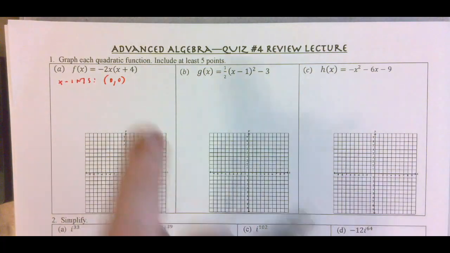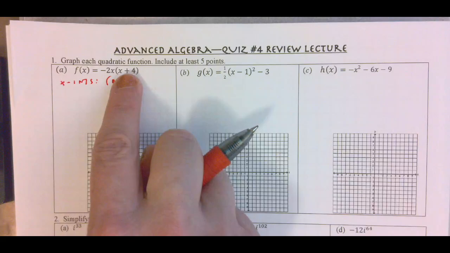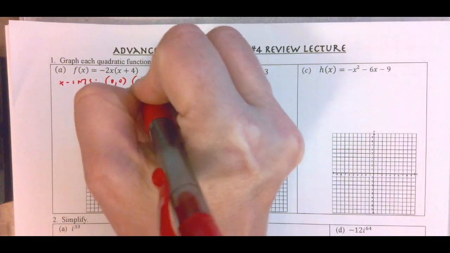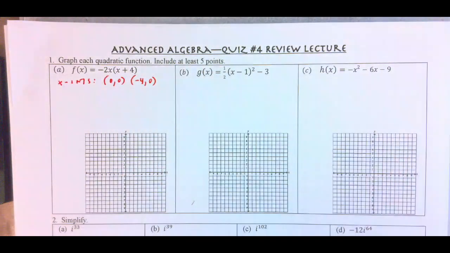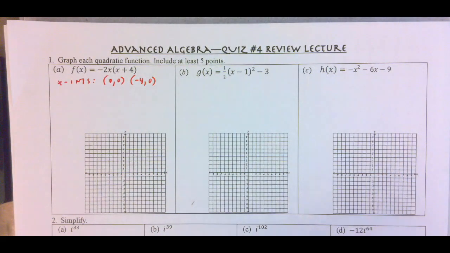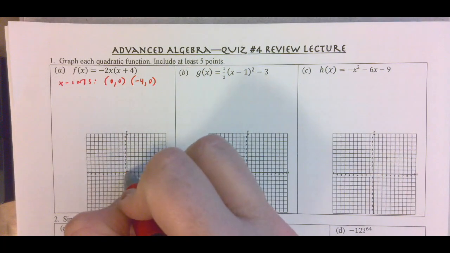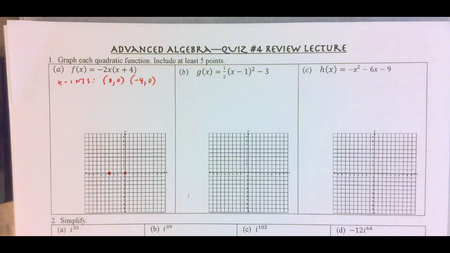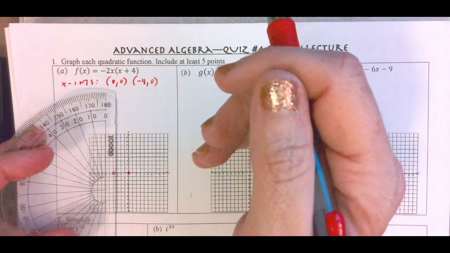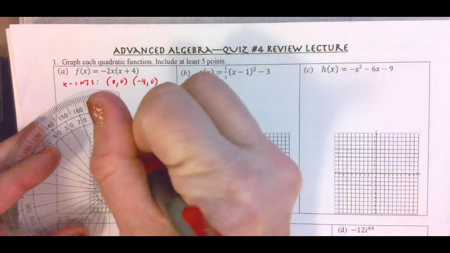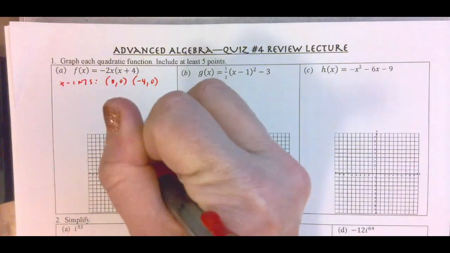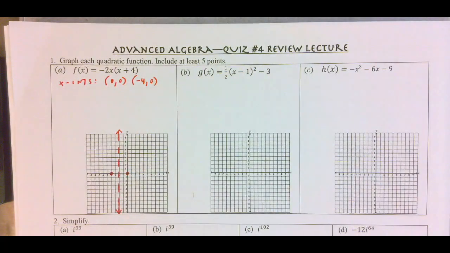If I take this second part right here, set it equal to 0 and solve, I get a second x-intercept at -4, 0. So then when I plot those points, I'm at the origin and at -4, 0 right here. So those are my two x-intercepts. My axis of symmetry, my line of symmetry, has to be right smack in the middle. So I can already see that it has to be right here at x equals -2.